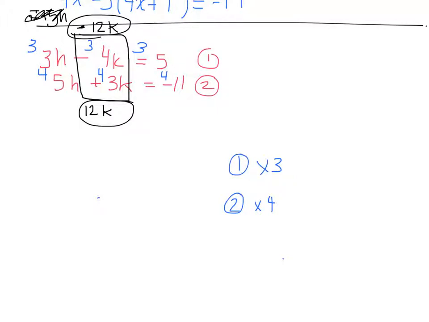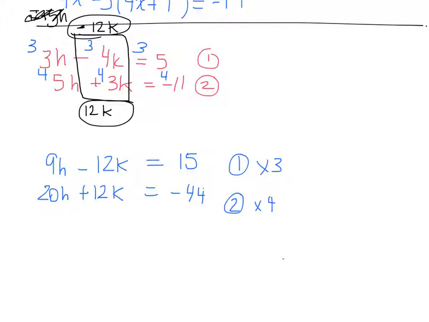So 3 times 3h is 9h. 3 times negative 4k is negative 12k. And 3 times 5 is 15. That's my new first equation. For the second equation, 4 times 5h is 20h. 4 times 3k is a positive 12k. And 4 times negative 11 is negative 44.